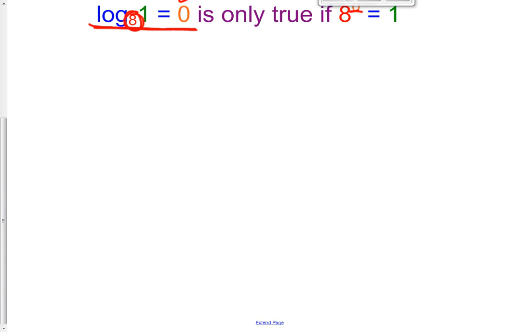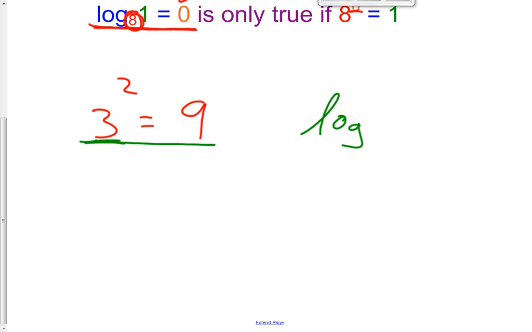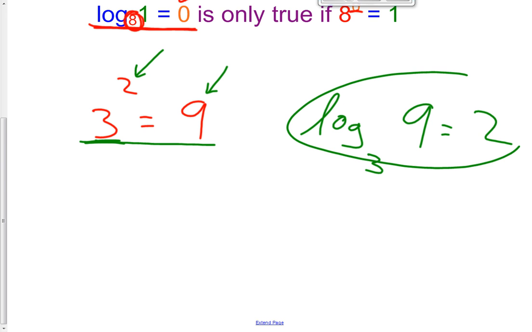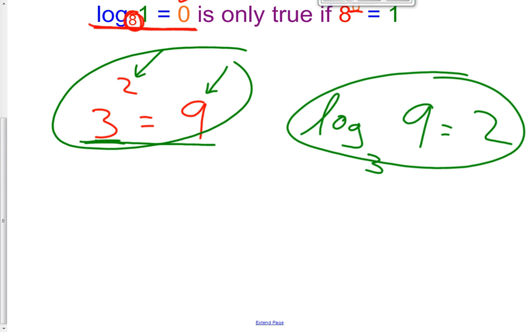So take a look at this now. We'll put this into more terms that you could understand. 3 squared equals 9. True statement, is it not? That's written in exponential form. Logarithmic form is log with the same base, so log base 3 of the number 9 equals the exponent, 2. The log base 3 of 9 equals 2. This is the exact same way of writing this.